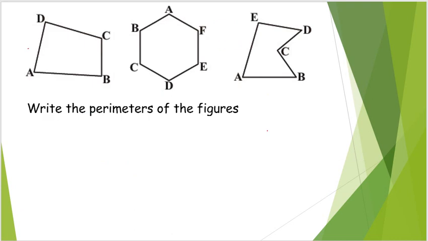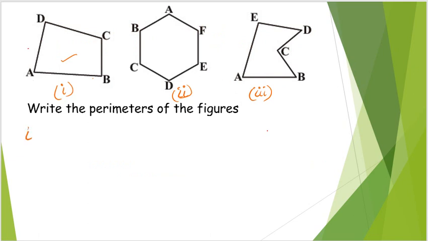If you observe these figures, how can you write the perimeters of these figures? In this figure we have A, B, C, D as its vertices, and all the sides are line segments. Consider this as figure 1, this as figure 2, and this as figure 3. Now let us find the perimeter of each figure.